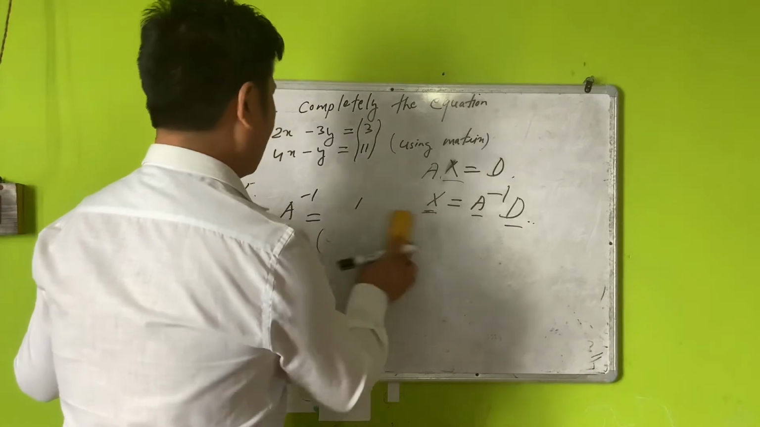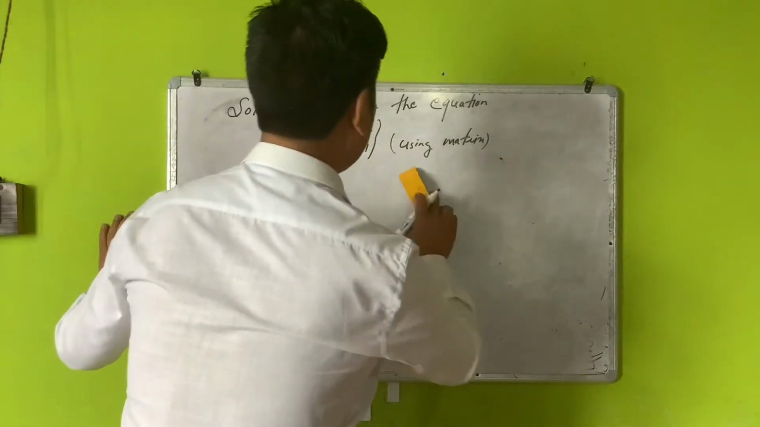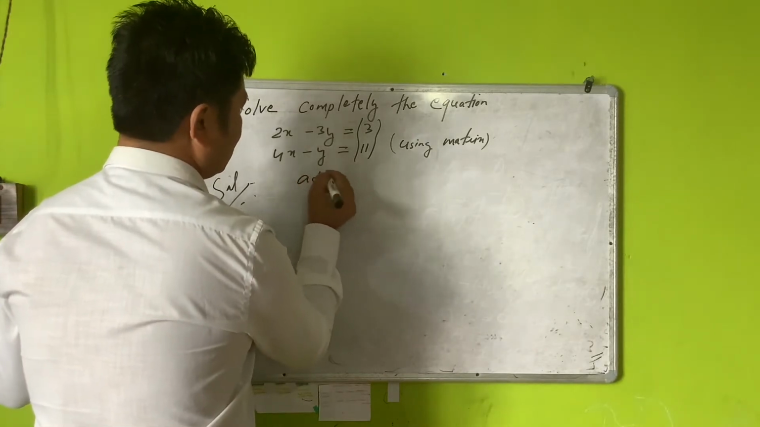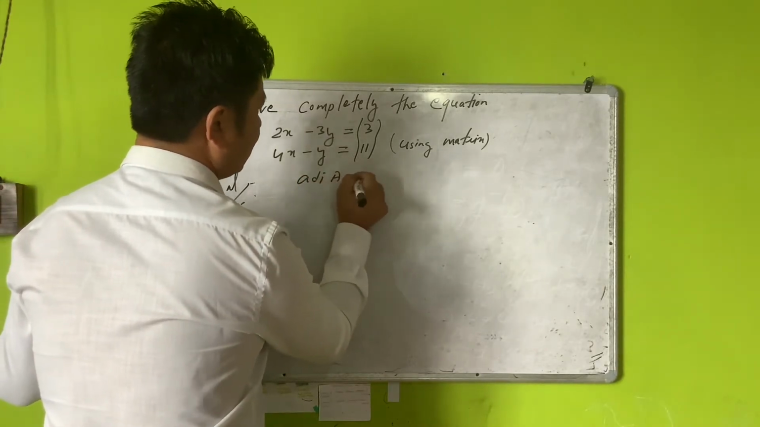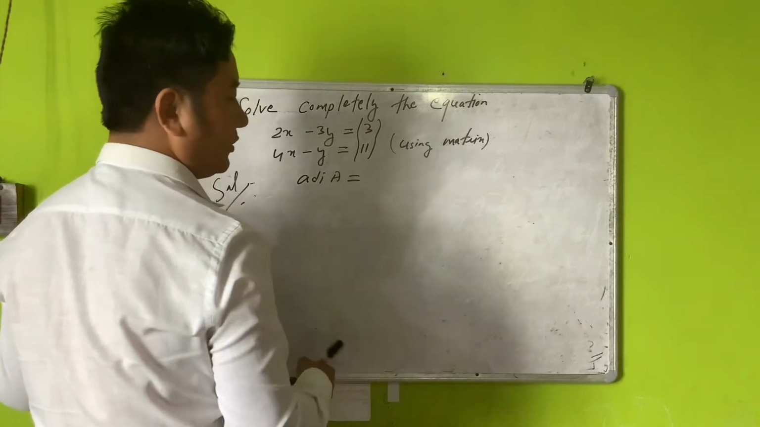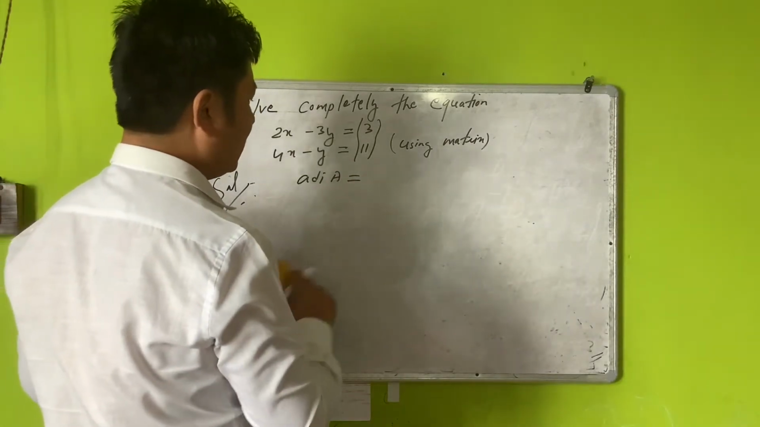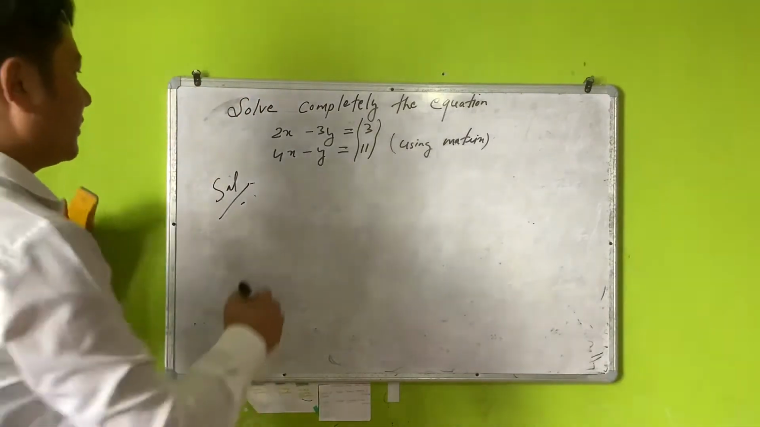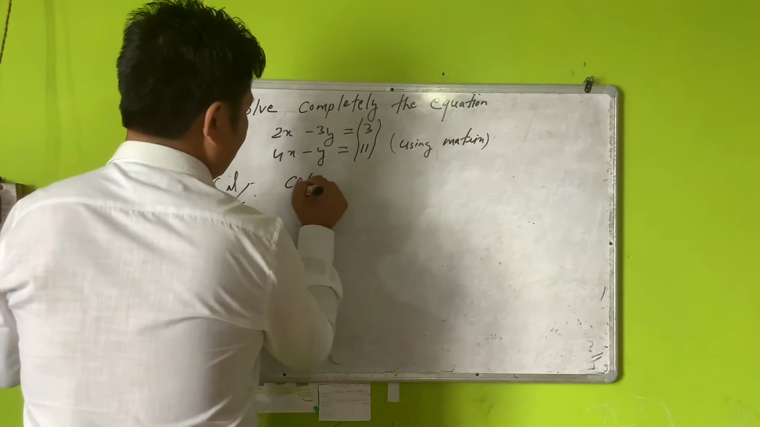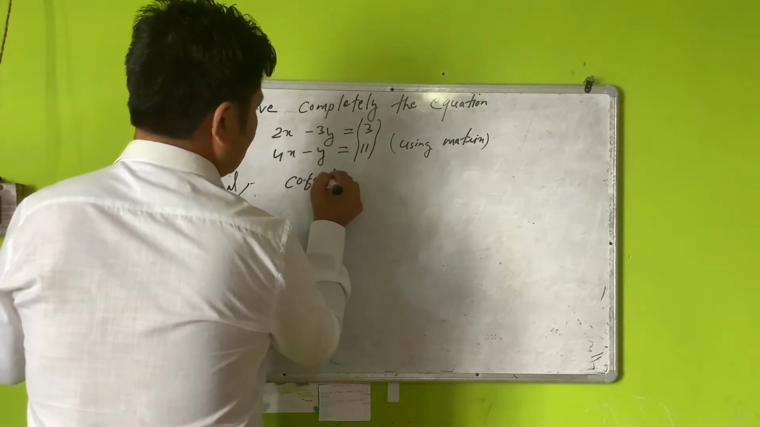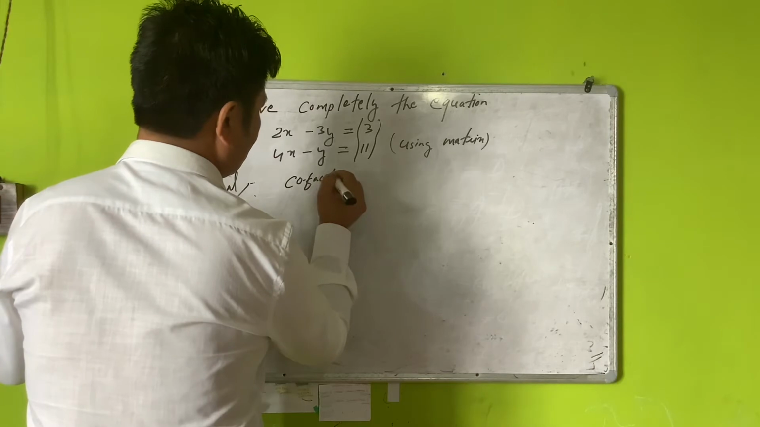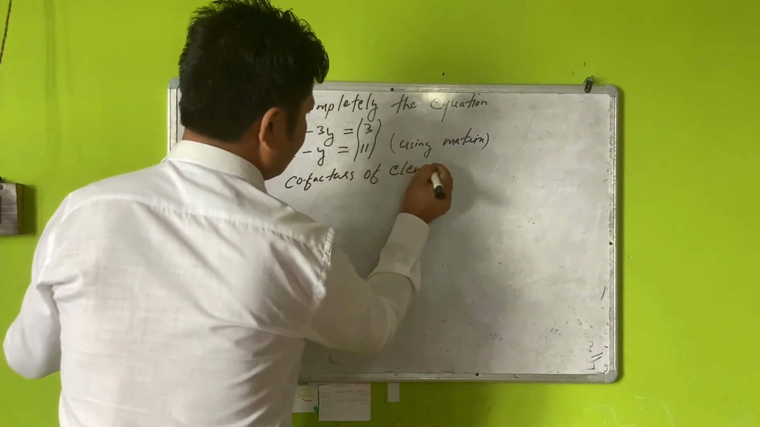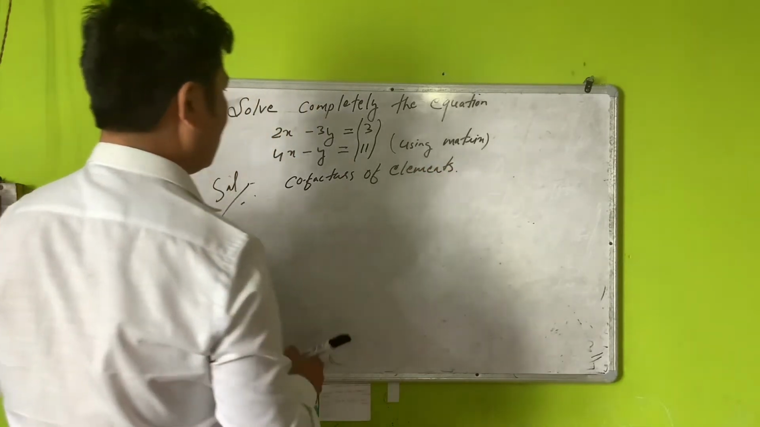Now you have to find the adjoint of A. Adjoint of A means what? When you transpose the cofactors of the elements, you will find the adjoint of A. For that you need the cofactors of all the elements.